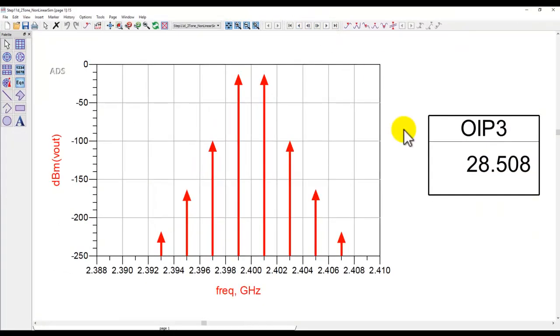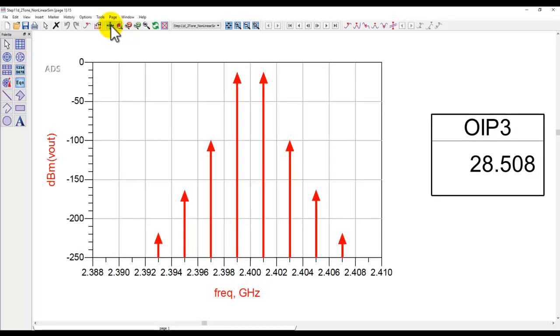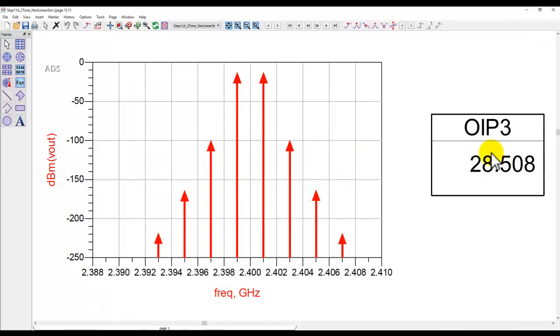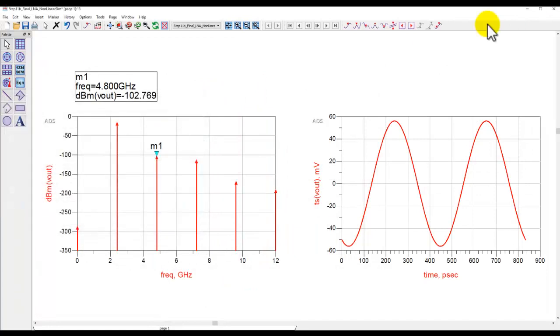Again, no major surprise. My output IP3 is 28.5 dBm, and this is how my two-tone intermodulation products look. Everything, as expected, is very low because my LNA is operated in a purely linear region right now. If I go back and check my spec, it was supposed to be more than 20 dBm, and now what I have is plus 28 dBm. So pretty good. This completes my complete LNA design flow.